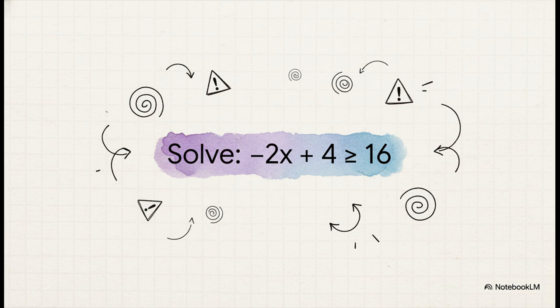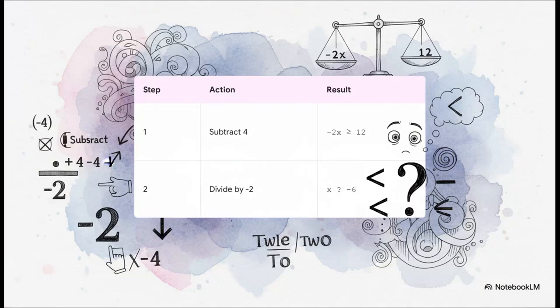Our problem is negative 2x plus 4 is greater than or equal to 16. Okay, checklist time. No distribution, no like terms to combine, so we start by getting that variable term by itself. First step. We subtract 4 from both sides. No problem. That gives us negative 2x is greater than or equal to 12. Now, for that final step, we need to divide by negative 2. 12 divided by negative 2 is negative 6. But what about the symbol? What do we put in that question mark?